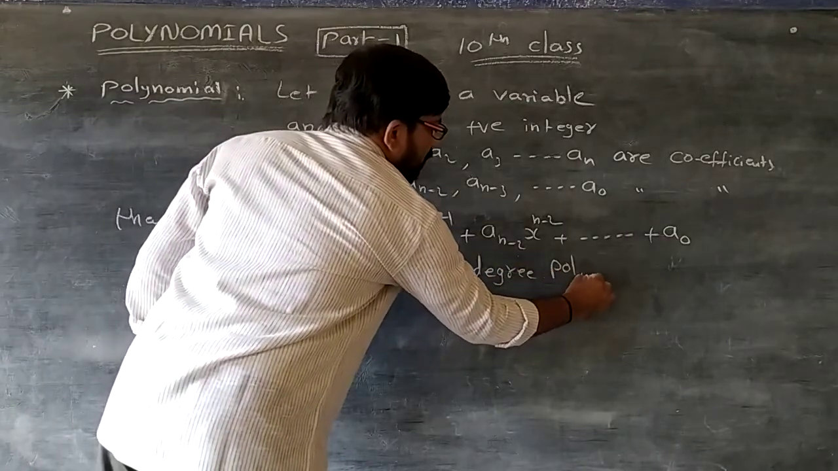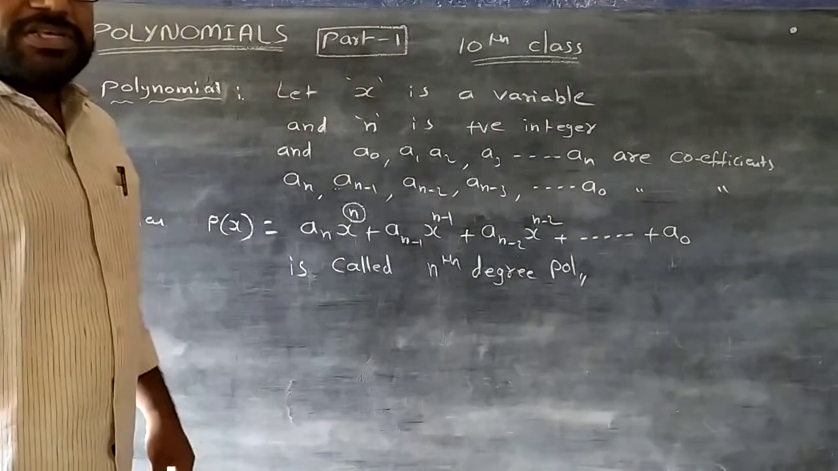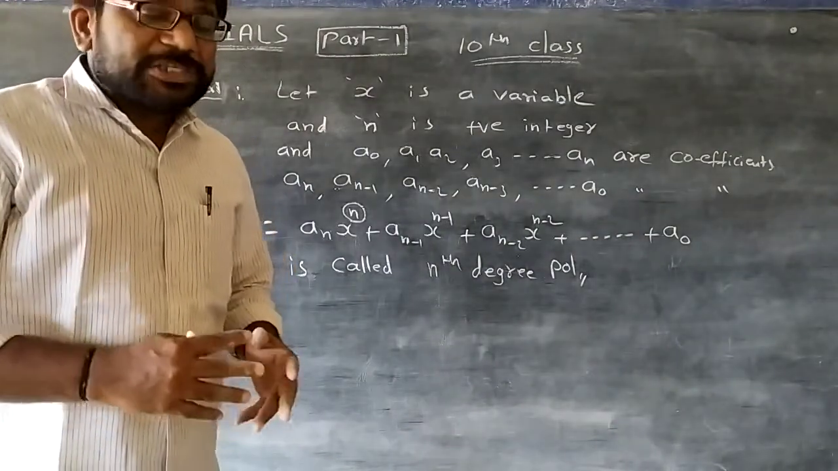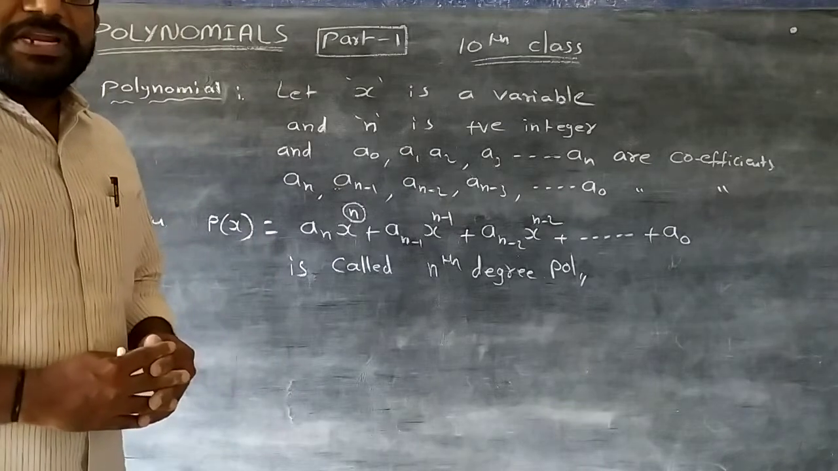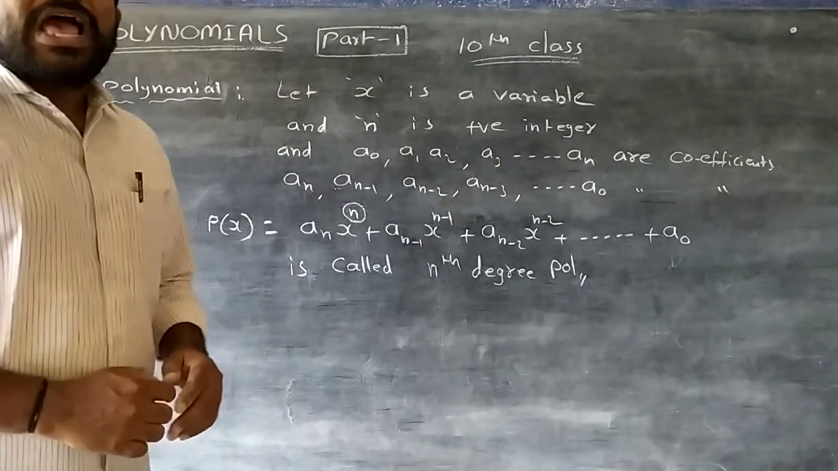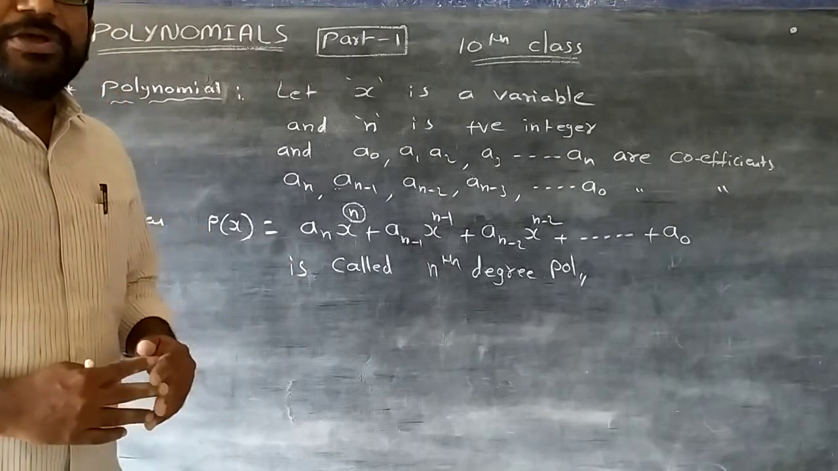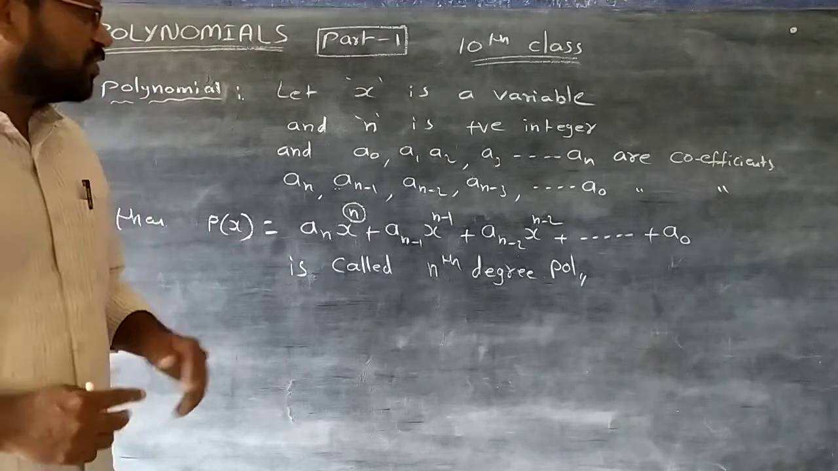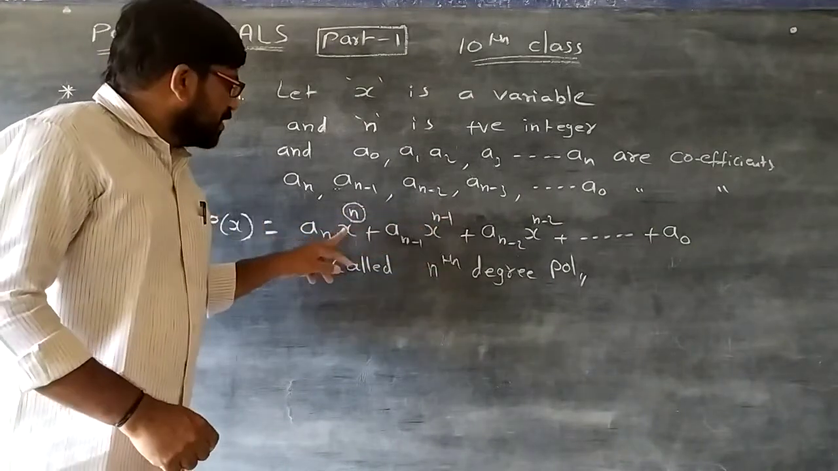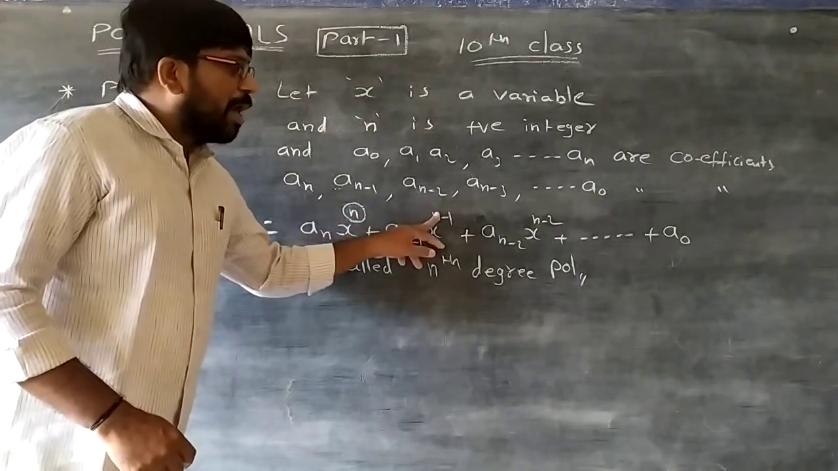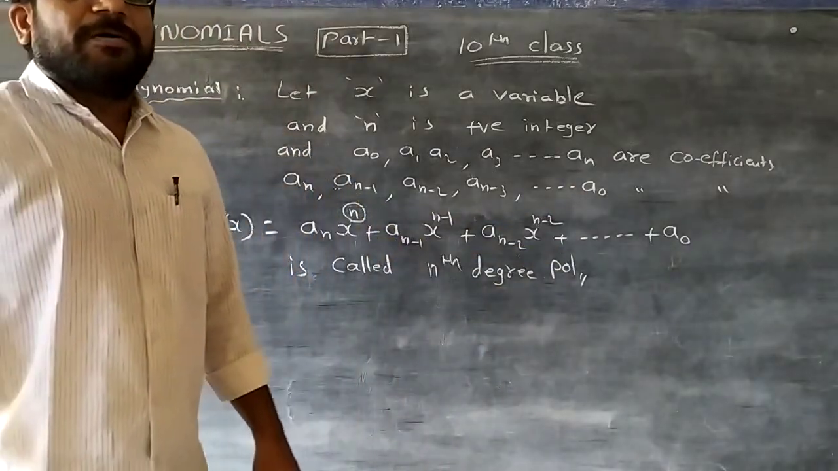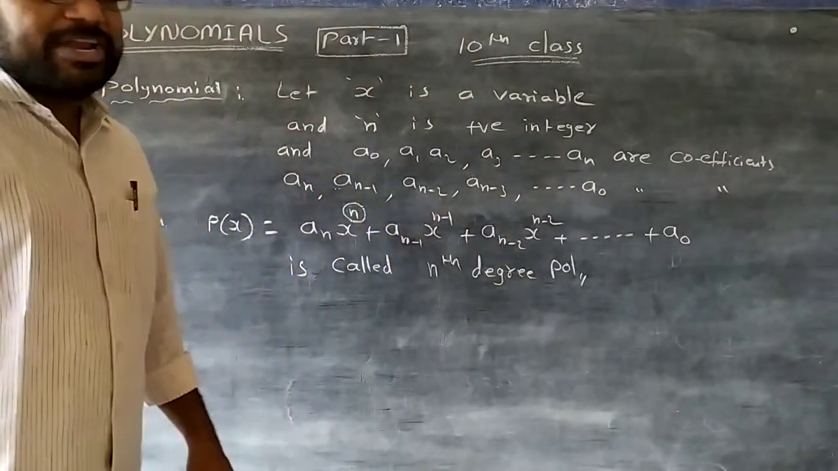So polynomial means it is an algebraic expression, and the variable has non-negative integral powers. The power of the variable is a positive integer. Such expressions are called polynomials.